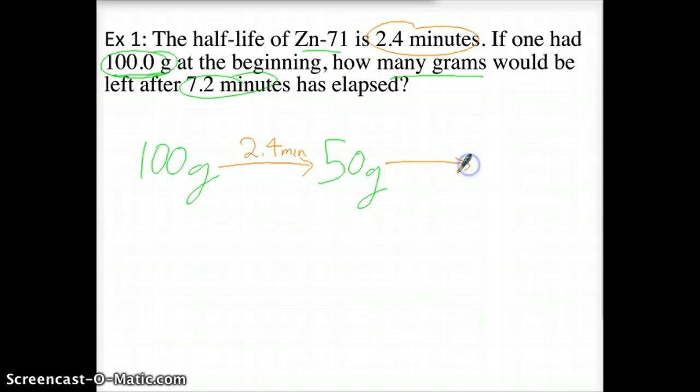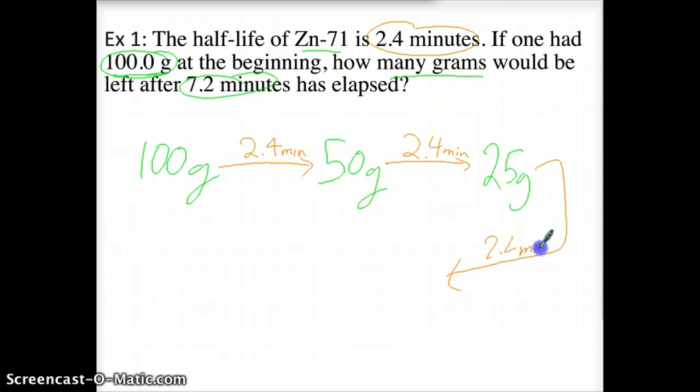Then we know after another half-life, 2.4 more minutes, we know that half of that 50 grams is going to decay. So we're going to have 25 grams. And on and on. After 2.4 more minutes, we're going to have half of 25 grams. So half of 25 would be 12.5. And then we know on and on. After another 2.4 minutes, we'll have half of 12.5, which would be 6.25 grams. Okay, we could do this forever, but we got to actually answer the problem.